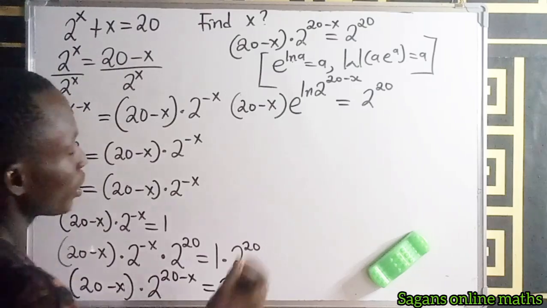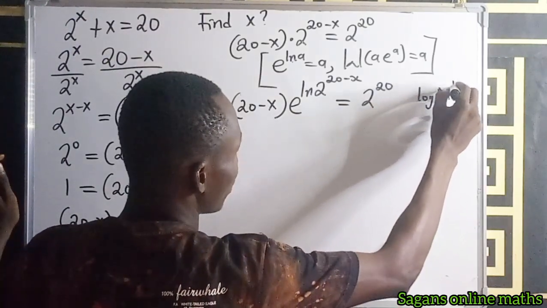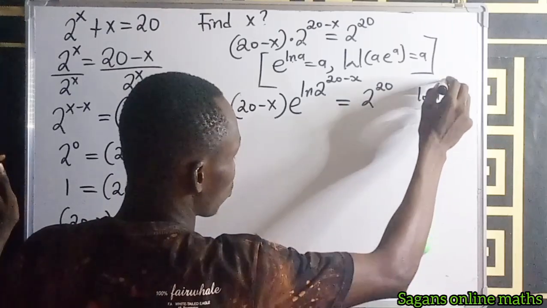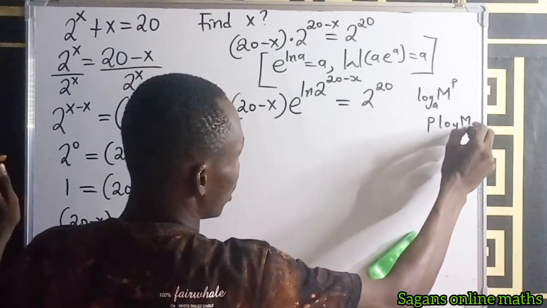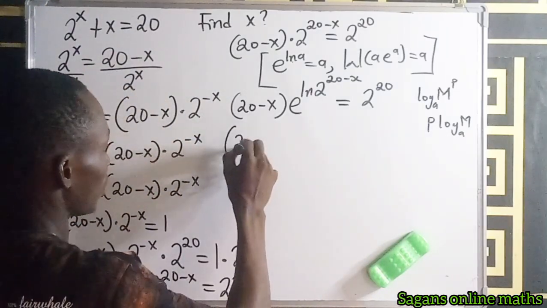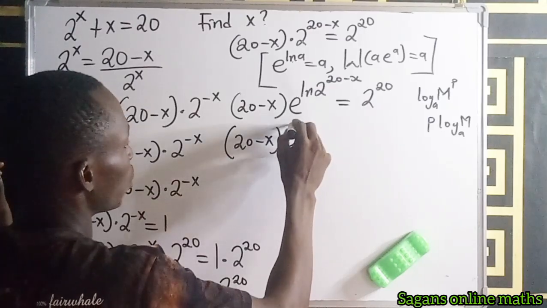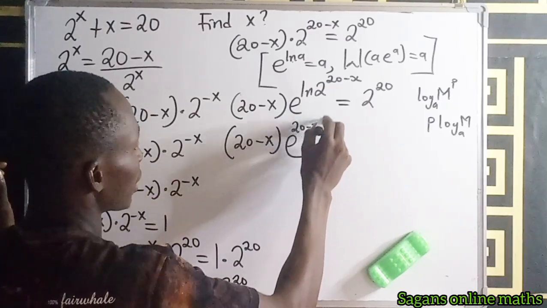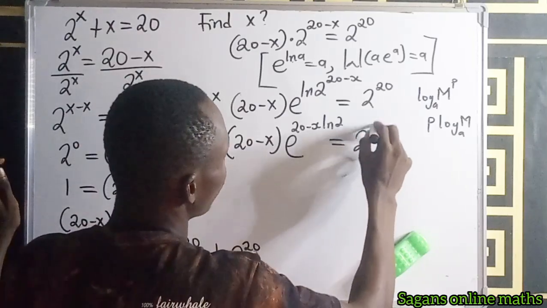Now let's also obey this law that log of m to the power of p base a is always equal to p multiplied by log m base a. You see, so we're going to have 20 minus x multiplied by e to the power of what? 20 minus x ln 2 is equal to 2 to the power of 20.